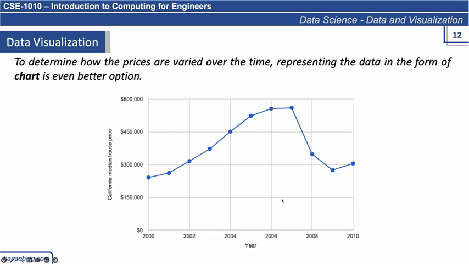You can get the information that the prices were rising up until the year 2007, and the bubble burst in the year 2008. So it can clearly tell us what the trend of the prices was, instead of when we were looking at the table of data.